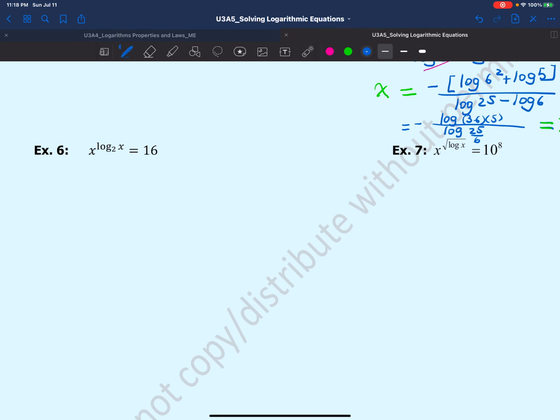In the next example, we have x to the power of log with base 2 of x equals 16. So we see x appearing in the base of this exponential number and inside the log as well. So what we're going to do is write this exponential statement into a log statement. We'll say that the exponent, log with base 2 of x, is, so this is the exponent we say, or the power, the log with base x of 16.